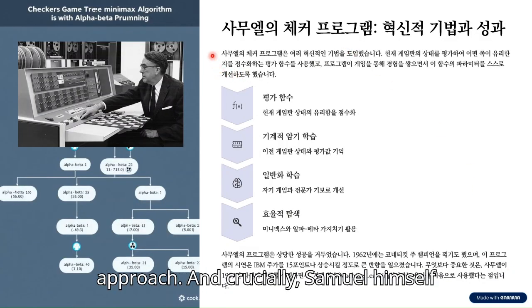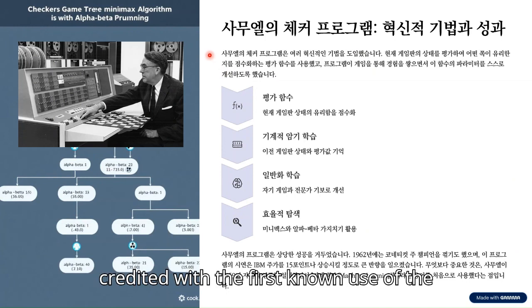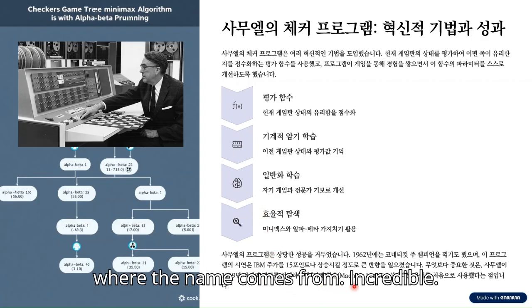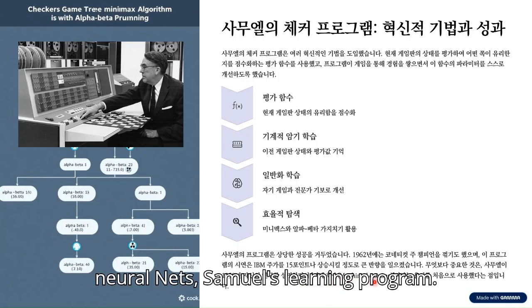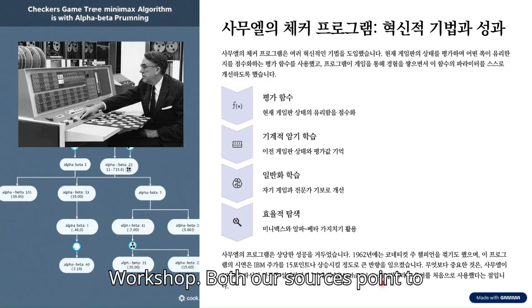And crucially, Samuel himself, back in 1959, describing this work, is credited with the first known use of the term machine learning. Exactly. That's where the name comes from. Incredible. Okay, so we have these two strands, early neural nets and Samuel's learning program, but let's step back slightly in time. 1956. The Dartmouth workshop.